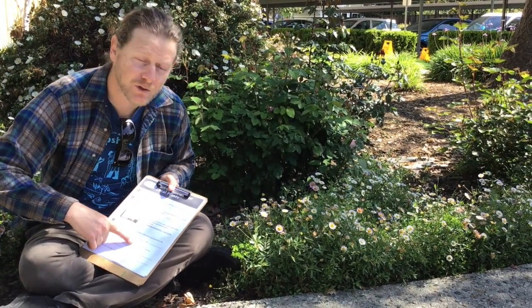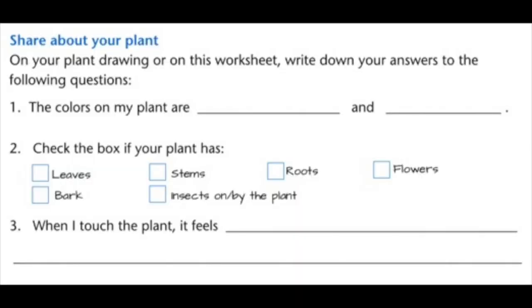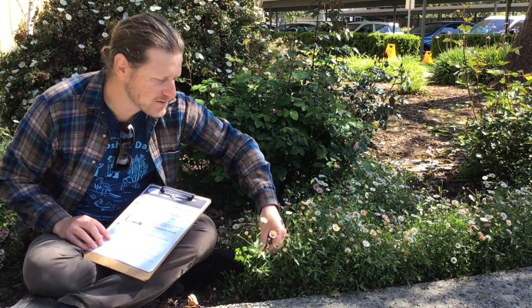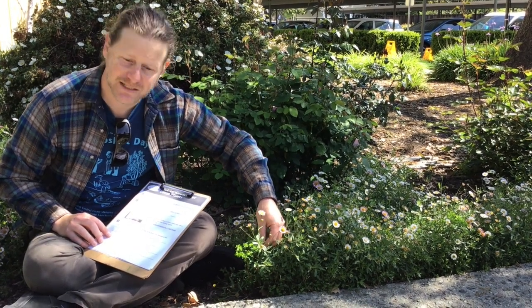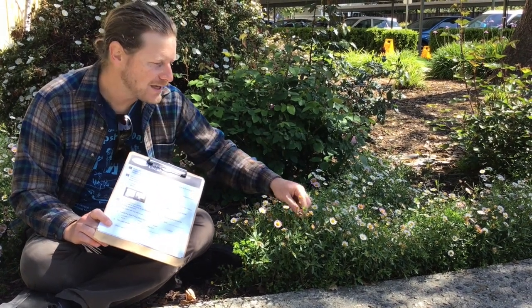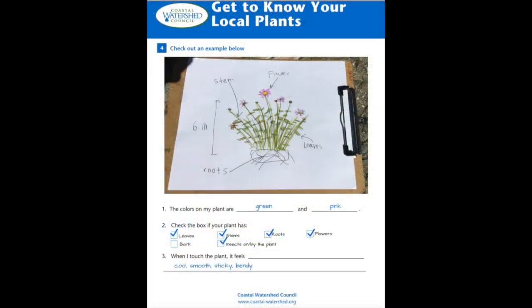I don't see its roots, but I can guarantee you since this plant is looking really healthy, it probably has really healthy roots. And flowers? Absolutely. The feeling of the leaf, the stem is nice and round. It's bendy, so it's not super hard. The leaves are soft and actually a little tiny bit sticky, so that's really interesting. So when I touch my plant, it feels cool, it feels smooth, a little sticky, and also bends quite a bit. Thanks, Sam. Here's an example of Sam's completed activity.